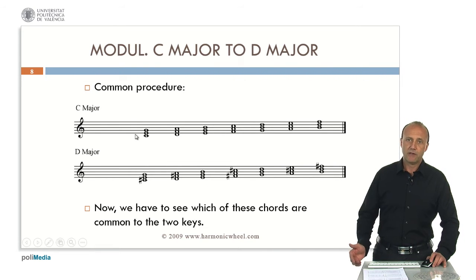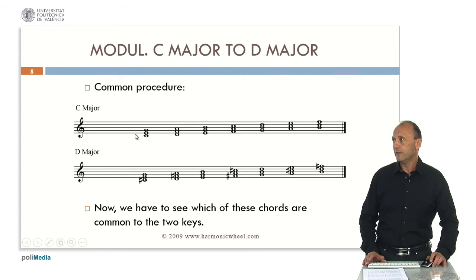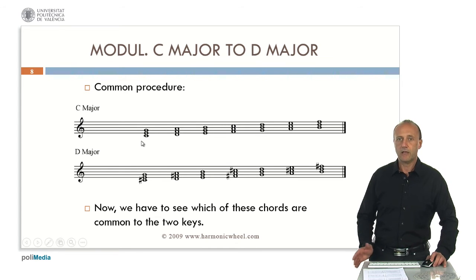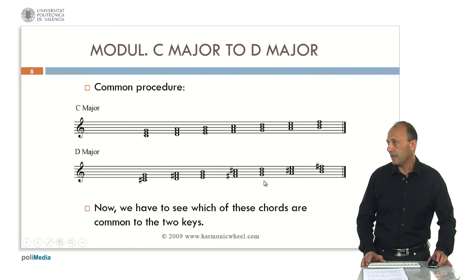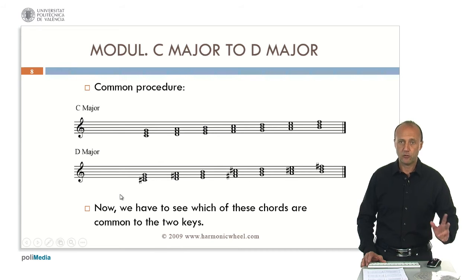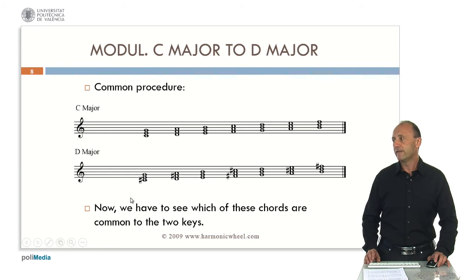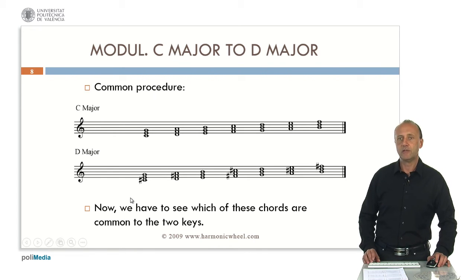We can now modulate, for example, from C major to D major. With the common procedure, we write the C major scale and then we add a third and a fifth on every note, thus obtaining the triad chords. For D major, we write the major scale starting with note C, in this case C sharp, D, E, F sharp, G, A, and B, and then we add a third and a fifth on every note. Now we have to see which of these chords are common to the two keys.